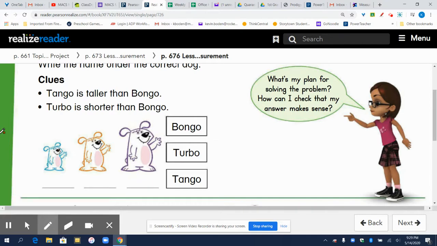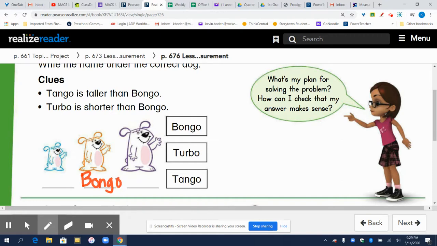Tango is taller than Bongo, so Tango must be pretty tall. And the next one says Turbo is shorter than Bongo. What's up with this guy Bongo? So where would you have to try him? Where should we try putting Tango, Bongo? Let's just try one, and if it's wrong, it's okay. All right, let's try it. So they want to try putting Bongo in the middle. Let's try putting Bongo in the middle. There goes Bongo.